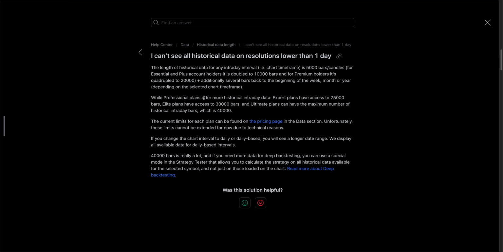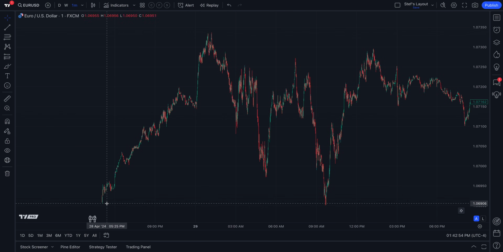If you are a professional and you have one of the higher tiered plans like Expert, you get 25,000 bars. If you are an Elite, you get 30,000 bars. And if you are an Ultimate, you get 40,000 bars. So actually, what you just saw is an Ultimate plan getting 40,000 bars.